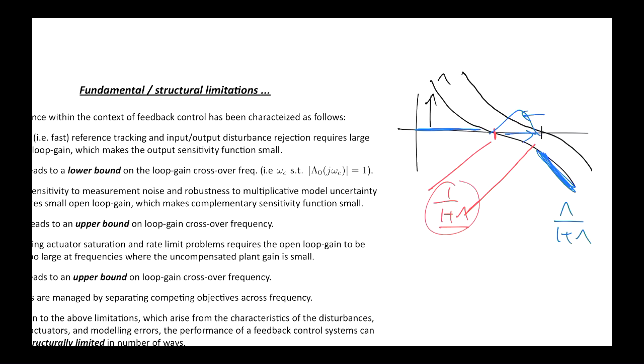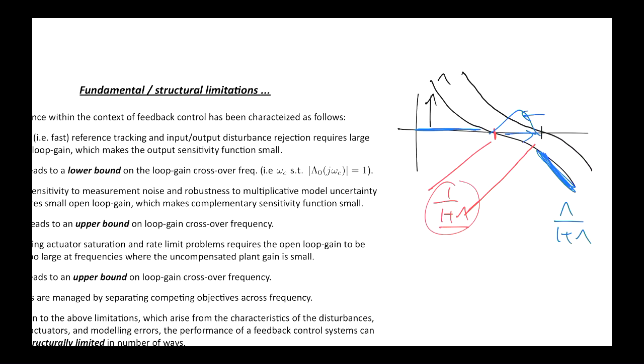So again, these sorts of things provide an upper bound on the crossover frequency, right? Because the easiest way to push the crossover frequency to the right is just to increase the gain of the controller everywhere, right? But if we increase the gain of the controller everywhere, we might get peaking in the sensitivity function that relates input disturbances to the control output at frequencies where the plant has already rolled off, which might lead to actuator saturation and rate limit type problems.